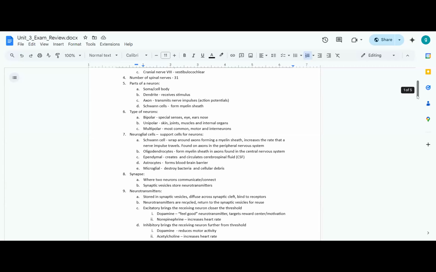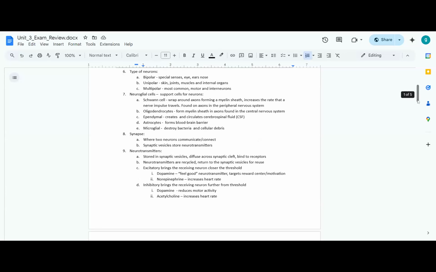Parts of the neuron we also did in lab. The cell body or soma, the dendrites or little antennas that receive stimulus. The axon transmits nerve impulses. Chemically, they call these action potentials, but it's easier for us to just think of them as nerve impulses or nerve signals. Okay. In lab, we looked at a motor neuron, right? Motor neurons or interneurons are the most prevalent in the body, and they have the myelin sheath on the axon formed by the Schwann cells.